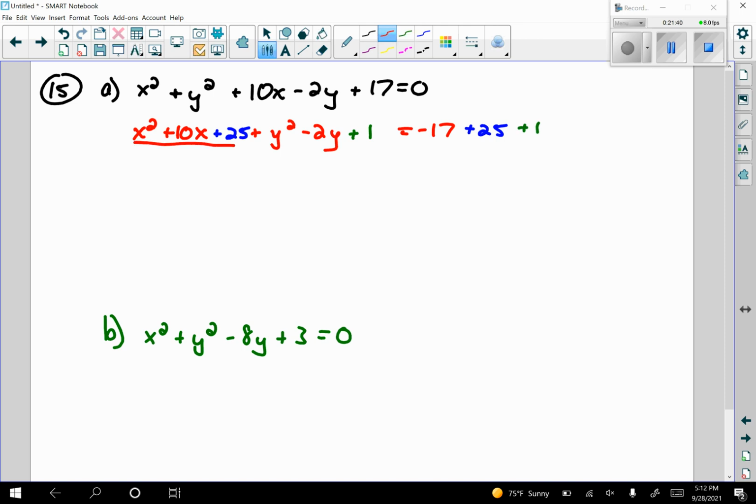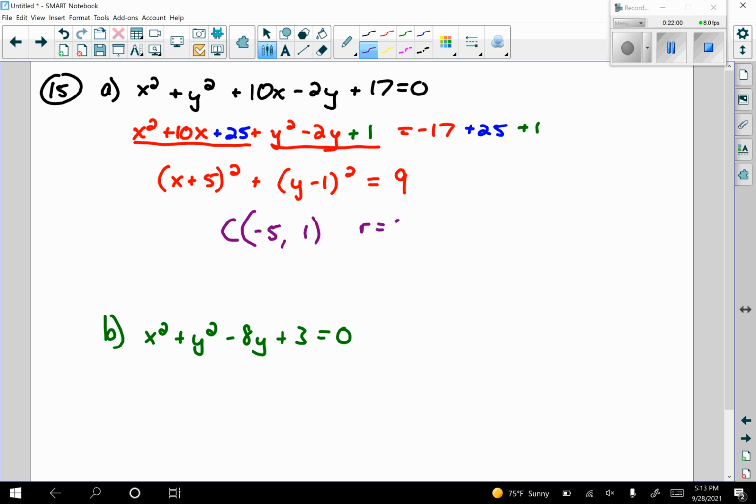And then I want to factor this. This will factor into x plus 5, that quantity squared. Then I'll factor this. This will factor into y minus 1, that quantity squared. Now we could say 25 minus 17 is 8. 8 plus 1 is 9. So then our center is negative 5, 1, and our radius is the square root of 9, which is 3.